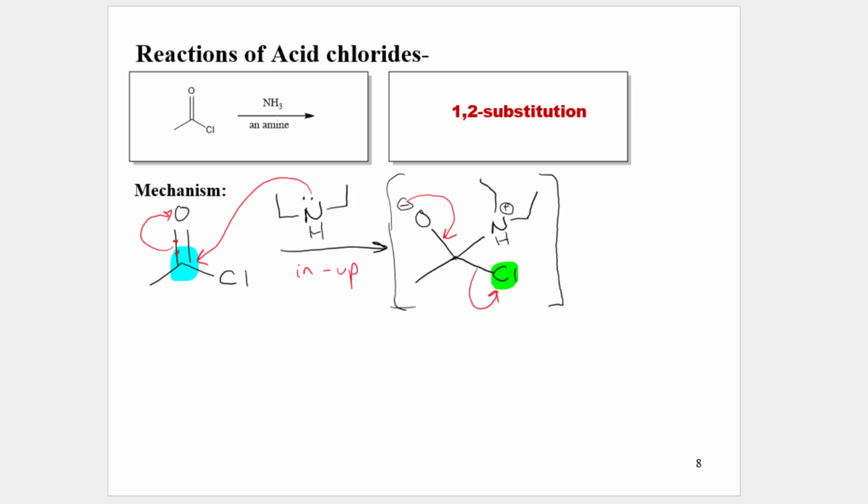Down and out ensues. And overall, we get our 1-2 substitution. At this point, again, amines, you can think of it this way. Amines are bases, right? Amine base. So the starting material itself could act as the weak base to take off the extra proton and give the electrons back to the nitrogen.